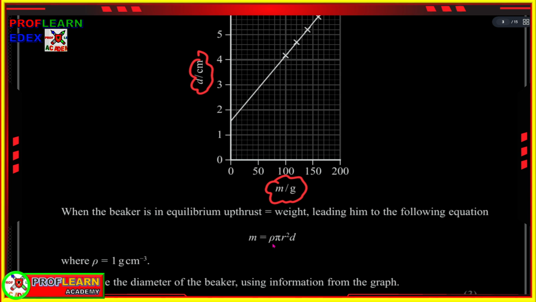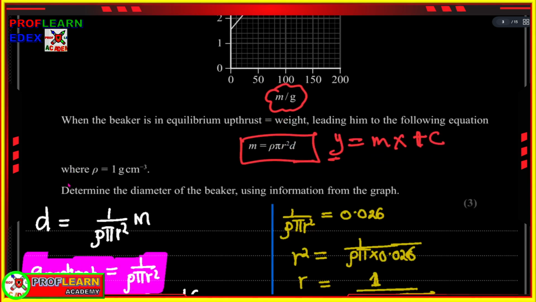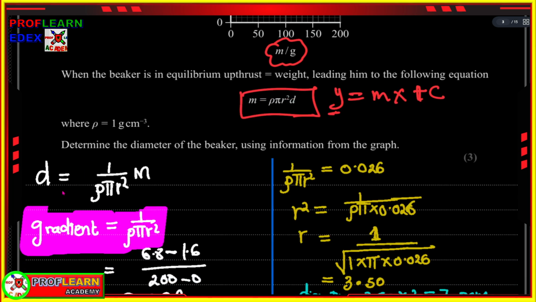which means I needed to have D as the y value, because we have y equals mx plus c. So D is the y part. I decided to rewrite this equation so that I have D as the y part, and that is exactly what I did here. By rewriting, I had D equals 1 over pi rho r squared times m. And now if you relate this equation to y equals mx, you can see our x is m and our y is d.